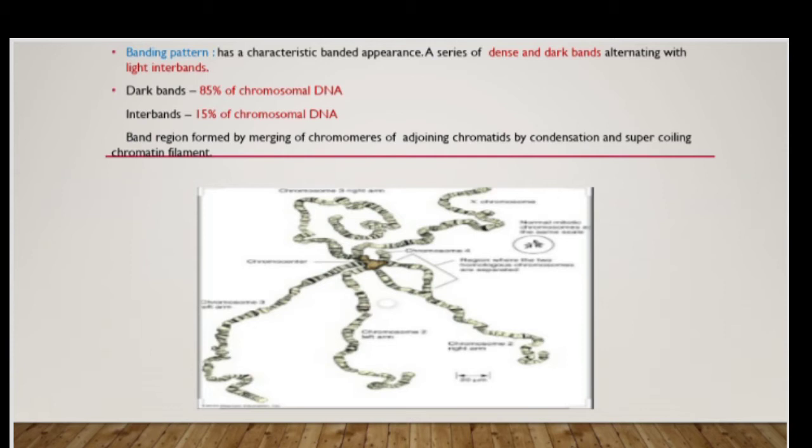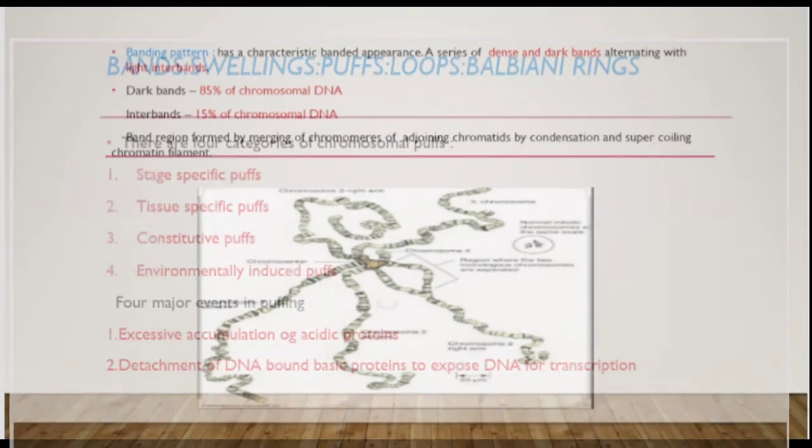The band regions are formed by merging of chromomeres of adjoining chromatids by condensation and supercoiling of the chromatin filament. That is how the banding pattern, or the band regions, are formed.